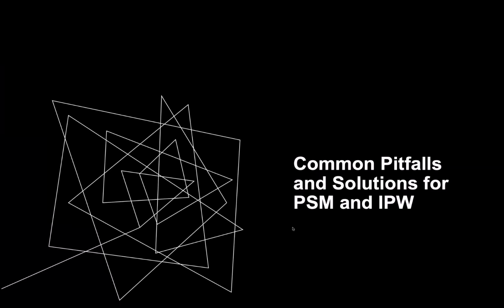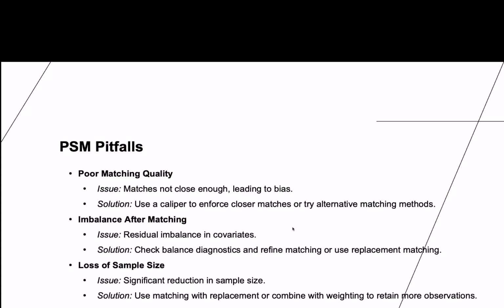Now let's talk about some common pitfalls with propensity score matching and inverse probability weighting, and how to avoid them. With propensity score matching, poor matching can lead to bias. To improve match quality, make sure units are only matched when their scores are reasonably close, and always check balance after matching. Matching may also reduce your sample size, so consider matching with replacement.